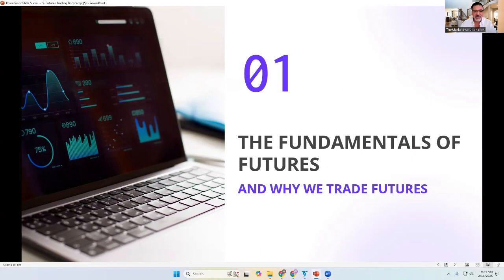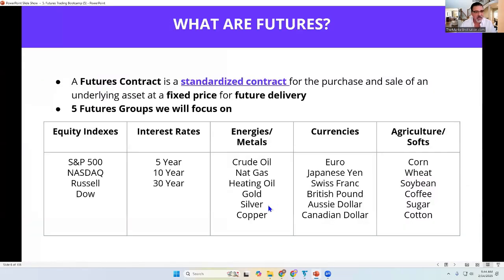So, all right, let's just get started on some of the fundamentals of futures and why we trade futures. So what are futures? Well, futures are basically just a contractual agreement. It's a standardized contract for the purchase and sale of an underlying asset at a fixed price for a future delivery. So basically, we're buying the right or selling the right to make a transaction in the future.